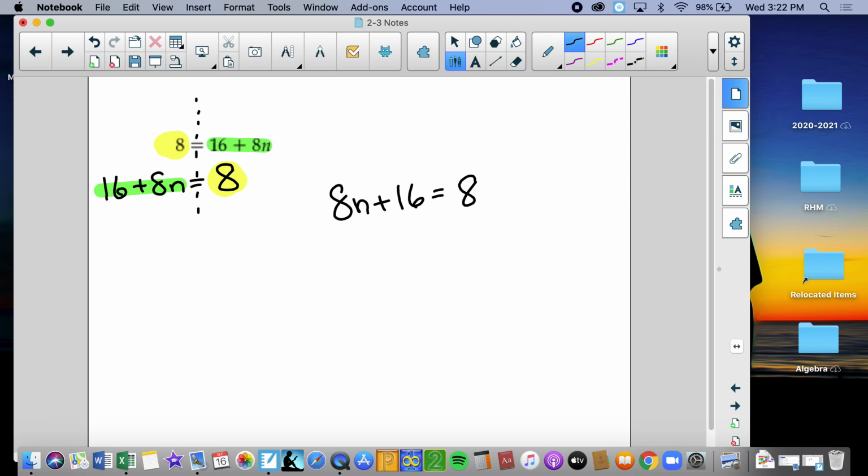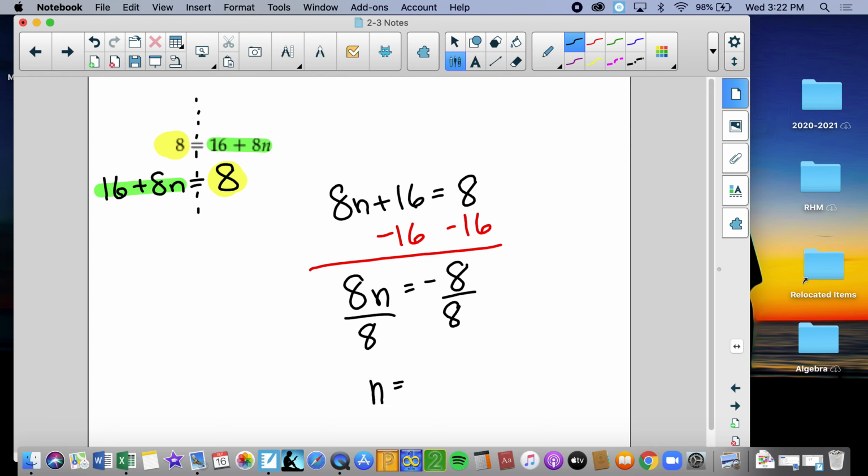What do we get rid of first? Addition and subtraction. Good. Now we have 8n equals negative 8. What's happening to the variable? It's being multiplied by 8. So we will divide by 8. n equals negative 1. Negative 8 divided by positive 8 gives us negative 1.